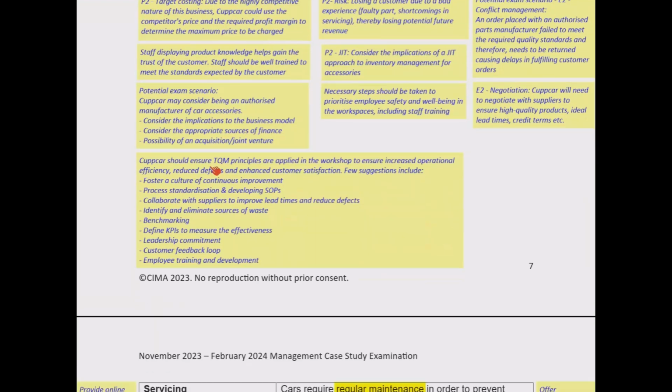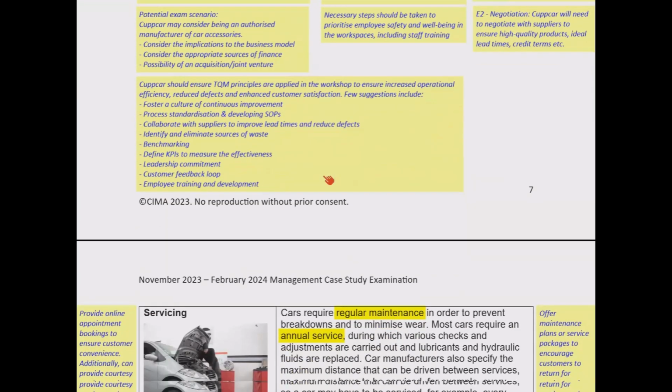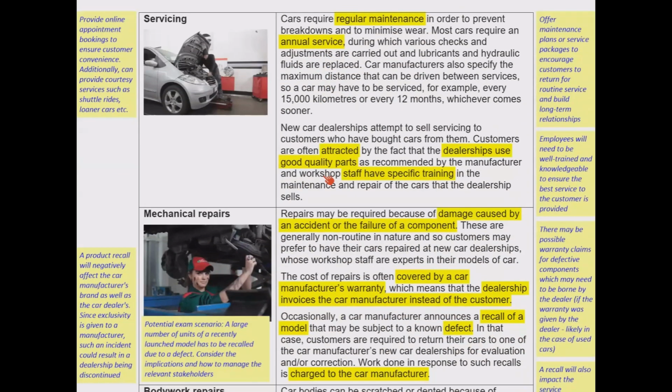Finally, just mentioning again TQM. I've mentioned it earlier, haven't I? So here we've got a list of little points to consider, things you have covered, things to think about that might be important for Cuppcar in terms of maintaining that top quality that they do. All right, then. Now, other aspects of these other activities they do, obviously, top of the page here, we've got servicing.